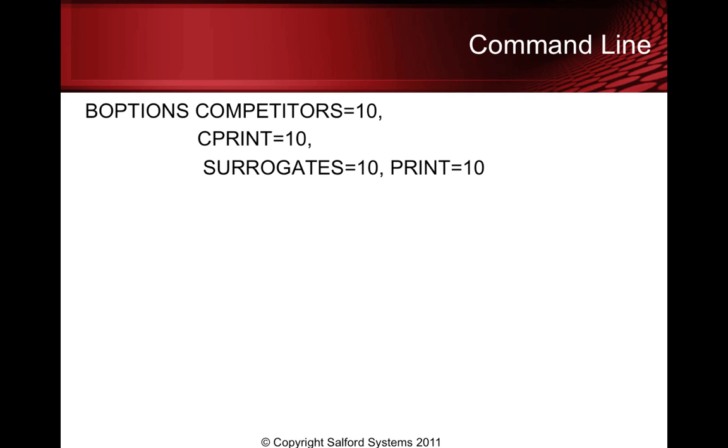For those of you who would prefer to control this by the command line, or who like to keep scripts which you constantly reuse, here is the syntax for controlling the competitors and surrogates. The main command is the BOPTIONS command, which controls a large number of options. COMPETITORS equals: in the example I just ran, I set that from the default of 5 to 10. CPRINT says also report on 10 competitors in the classic output. SURROGATES equals 10 says compute and keep track of up to 10 surrogates, and PRINT equals 10 says also print that many. These two numbers do not have to be the same. The print number is related just to reporting. It's the other number that refers to the actual computational side of things.